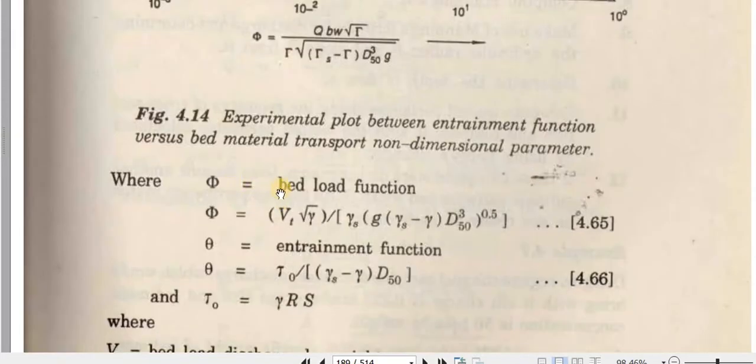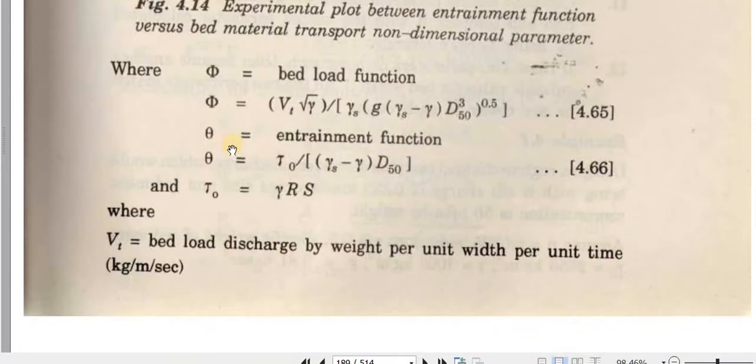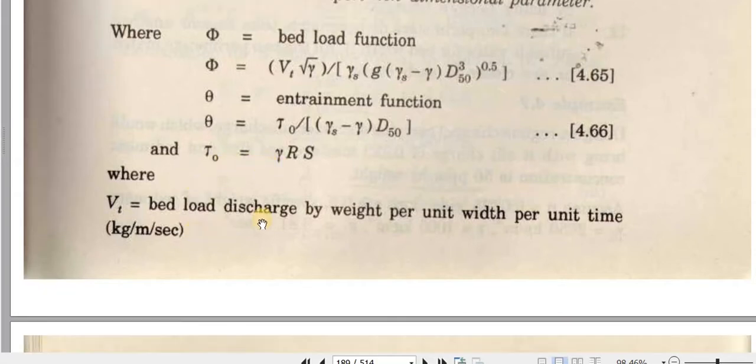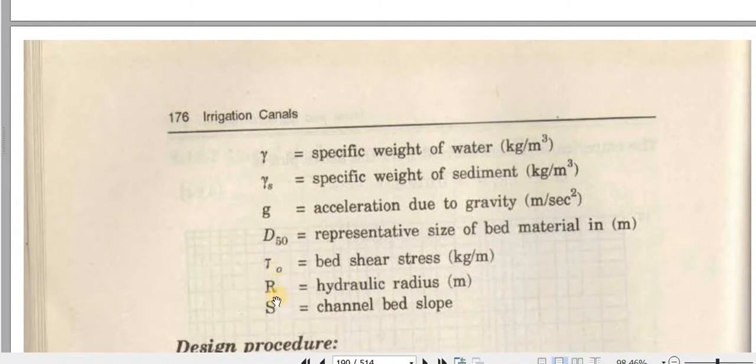Here we have the bed load function. Probability 1, that is the bed load function, that is related to Vt over gamma under root, gamma s, g, and so on, d50. And the second one is the entrainment function, that is equal to T naught, unit tractive force, over gamma s, gamma d50, and unit tractive force we already discussed is equal to gamma y s, gamma r s. In case of a large channel, R is equal to y. Vt is bed load discharge by weight, kg per meter per second, and all the other parameters are here.